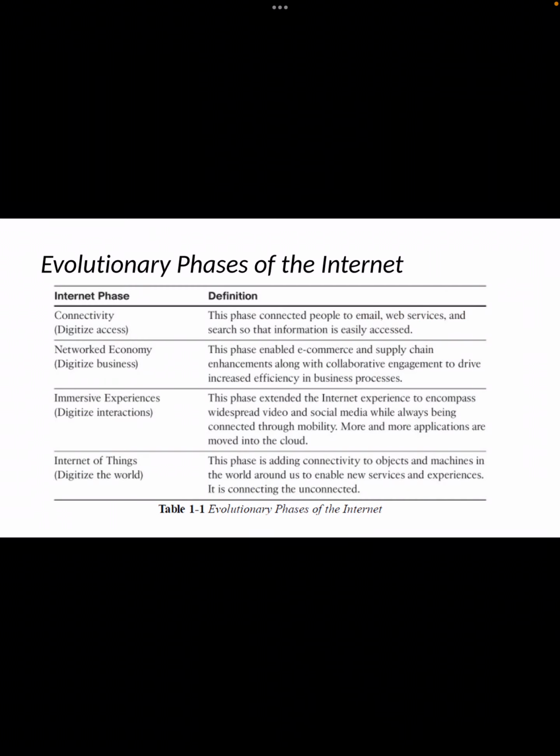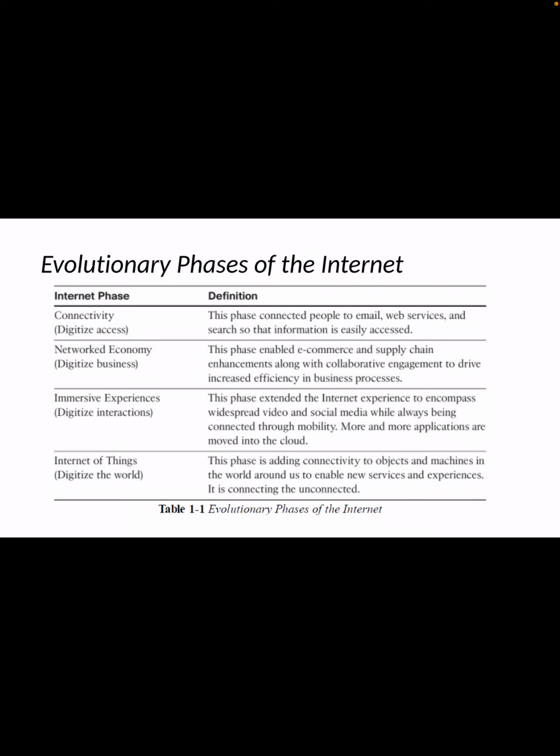So first one is, as I told, the internet phase. First phase is connectivity. It is also called digitized access, where this phase was used to connect people with email, web services, and search for other information which is easily accessible. Second phase was digitized business. It is also called network economy. This phase enabled e-commerce and supply chain enhancement, collaborative engagement to drive the business efficiently.